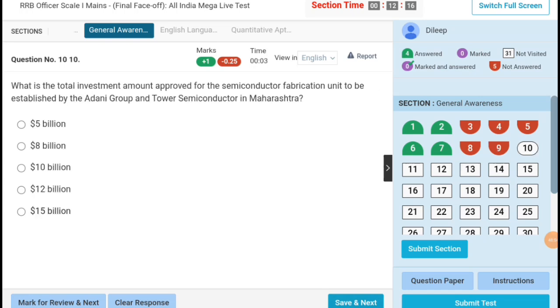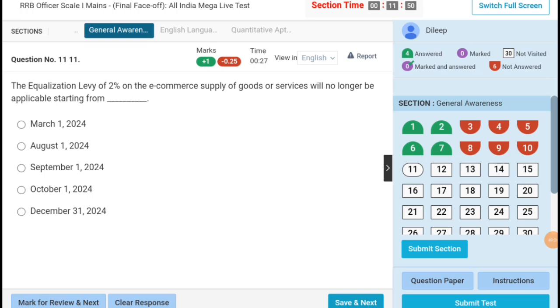Semiconductors. Maharashtra, I think 5 billion. What is the total investment amount approved for the semiconductor fabrication unit to be established by the Adani Group and Tower Semiconductors in Maharashtra? I have doubt on 5 and 8. So I skipped it.